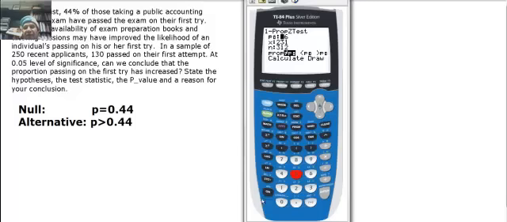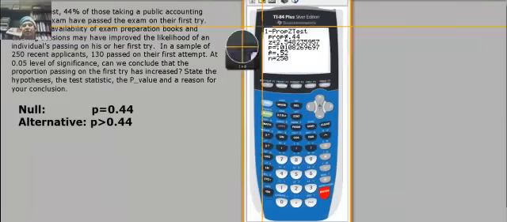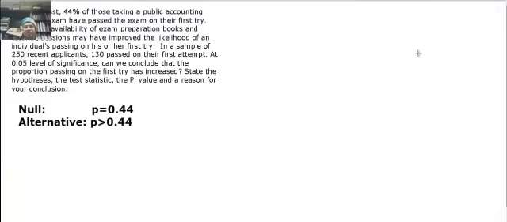So what is my null hypothesis saying? That it is 0.44. My x is how many passed, 130, and n is 250. What should I choose here? Greater than, right? That's right here. And there you go. So the test statistic is the z value. The test statistic helps us obtain things on a standard scale.